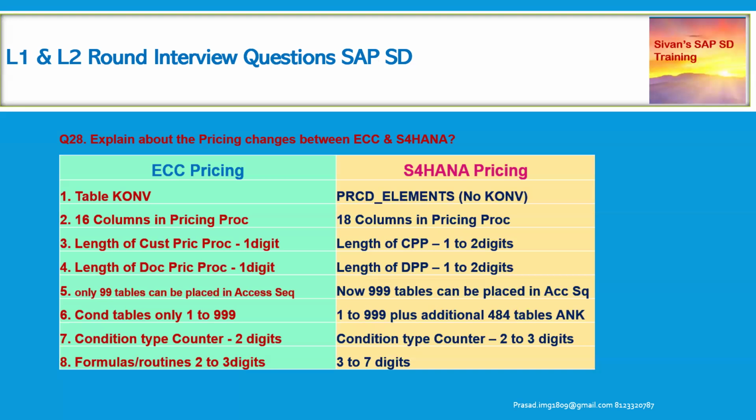This is the most important point which we need to highlight. Condition tables in ECC were allowing 1 to 999. Now, apart from 999 tables, additionally, we can include 484 tables with alphanumeric key. Condition type counter, which is there in the pricing procedure, has been increased from 2 digits to 3 digits. And then formula routines have been increased from 2 to 3 digits in ECC, 3 to 7 digits in S4HANA.